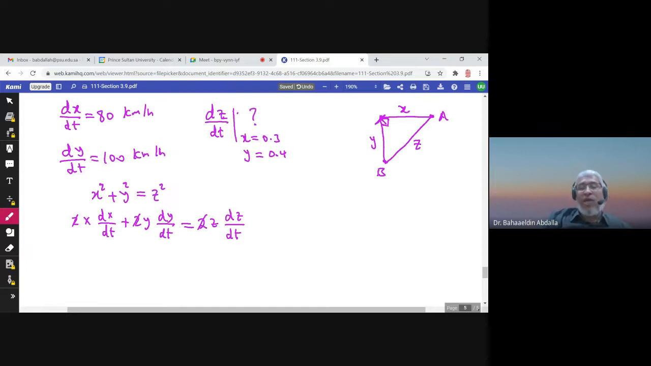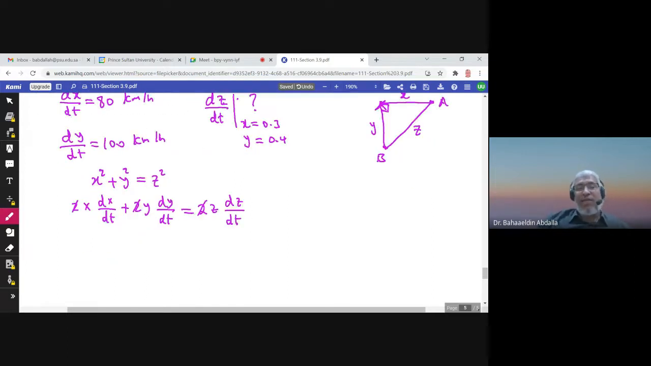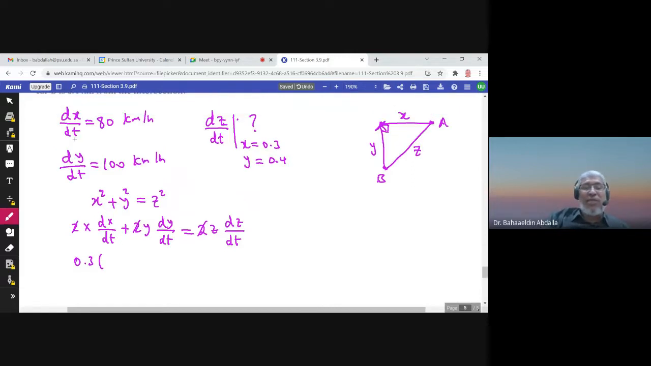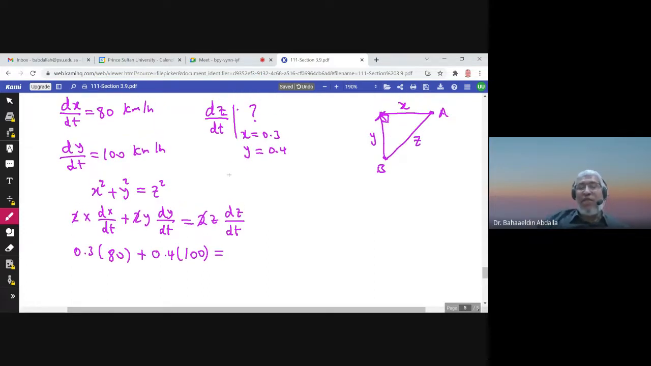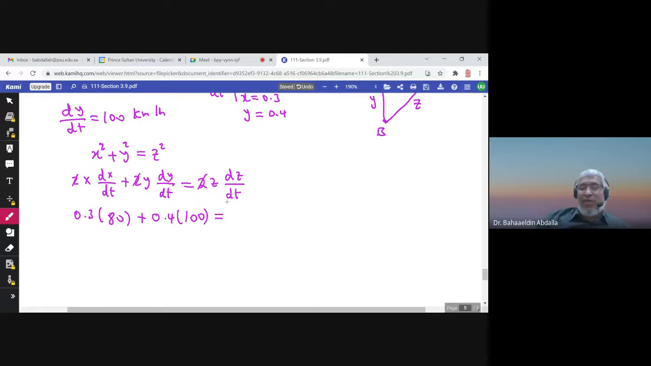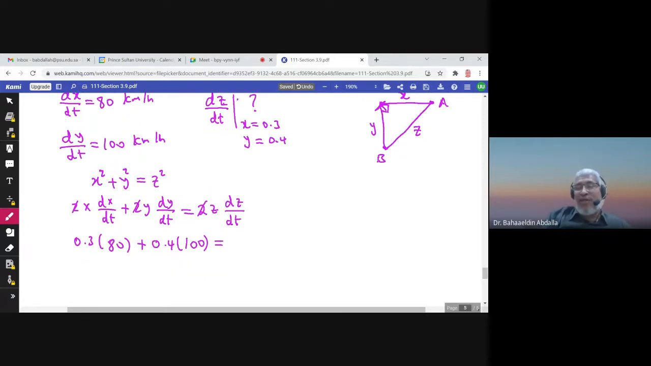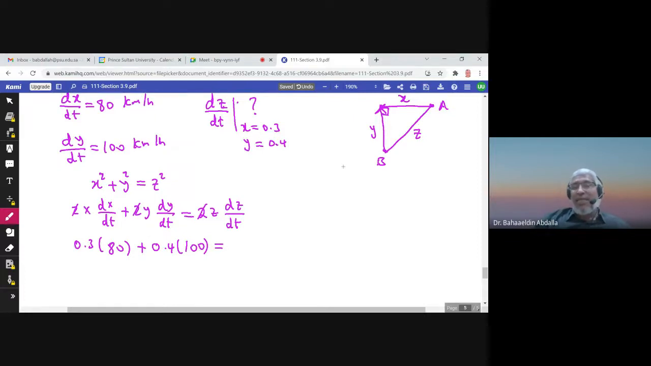Okay, what do we have? Well, I have x is 0.3. I have dx by dt, it is 80. I have y, it is 0.4. I have dy by dt, it's 100. I do not have z, and I do not have dz by dt. Actually, dz by dt is required. So I have to find z. Z must be given. Where? How to find z?